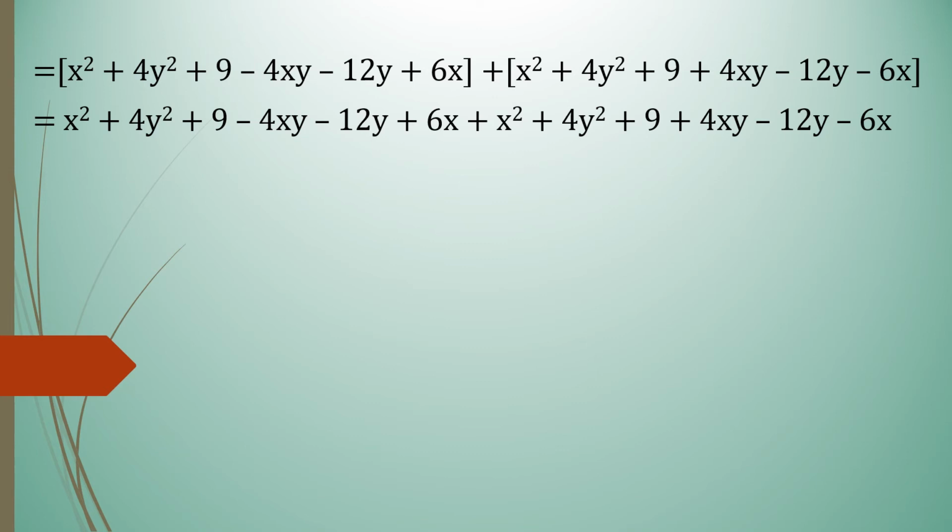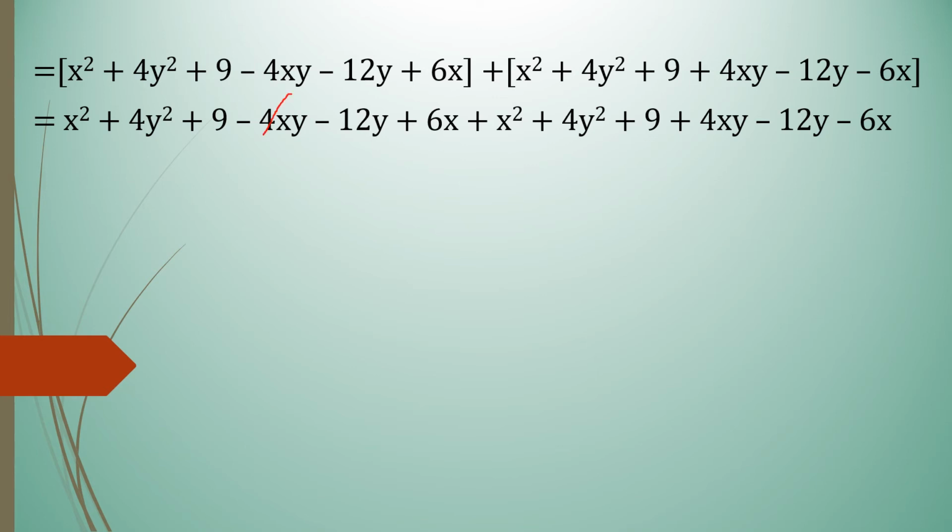So now you can see x square with positive sign will not cancel. Plus 4y square, this is also plus 4y square, it will not cancel. Plus 9 does not cancel. Minus 4xy, and here it is plus 4xy, so opposite sign terms will get cancelled.